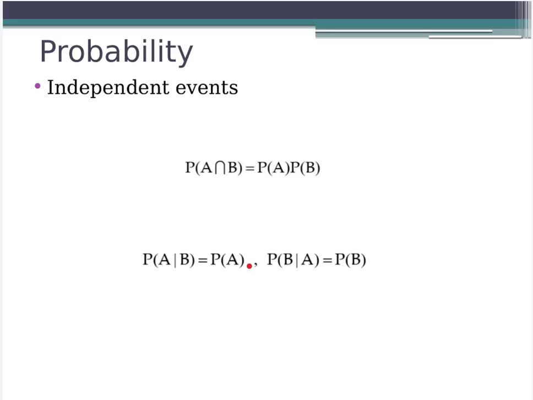And finally, we talk about independent events. We said that two events A and B are independent if the probability of their intersection is equal to the multiplication of their probabilities. If you have any questions from the previous session, please ask me.